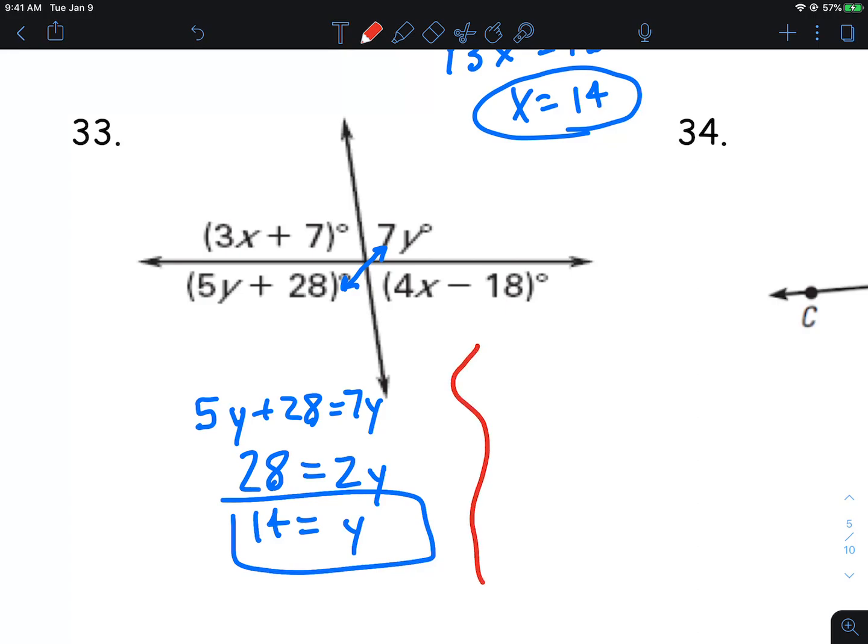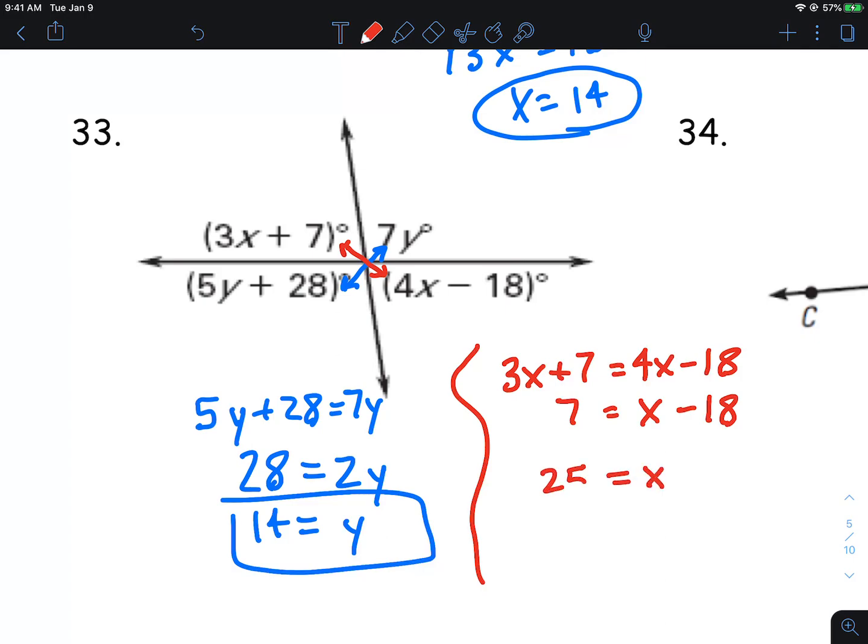You can do the same exact thing here for x. Set your vertical angles, the ones across from each other, equal to each other. And that's 3x plus 7 equals 4x minus 18. I'm going to subtract 3x from both sides. That would cancel out and give me 1x. And I still have the 18 over there, so I'll add 18. That'll give me 25, I believe. And that'll be your variable for x.